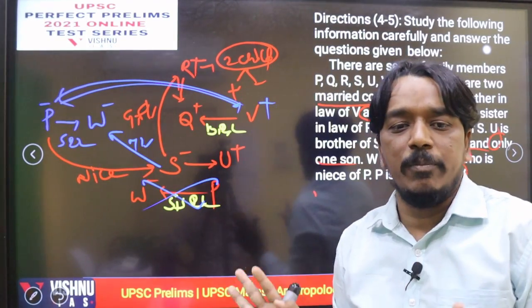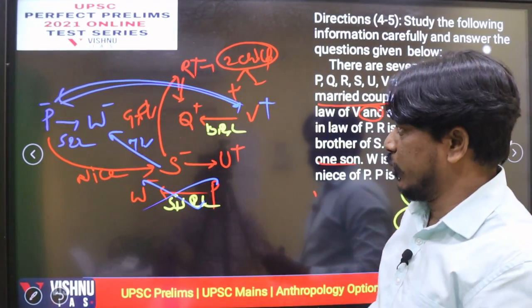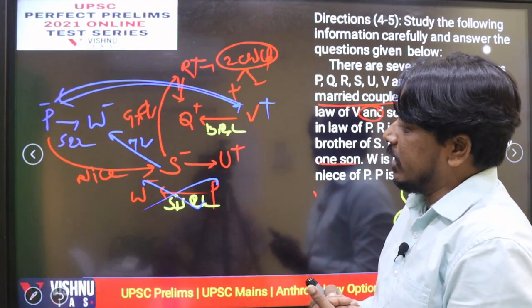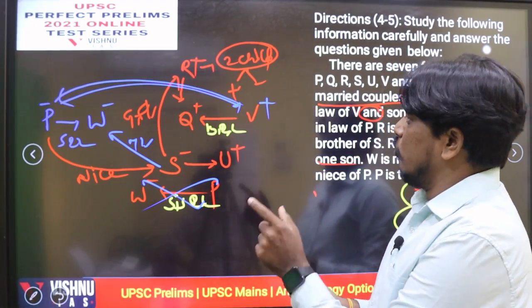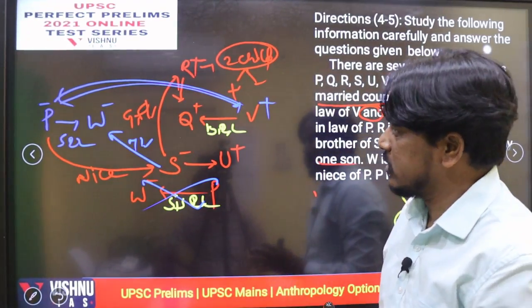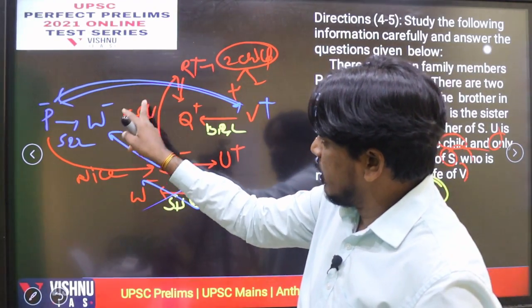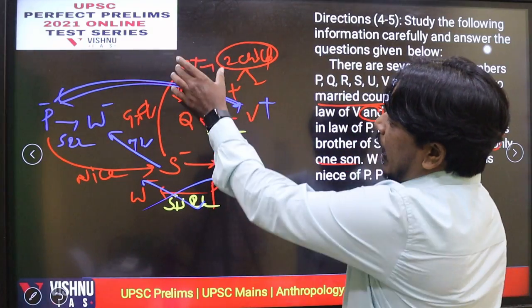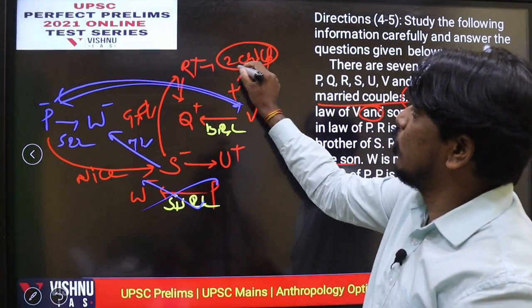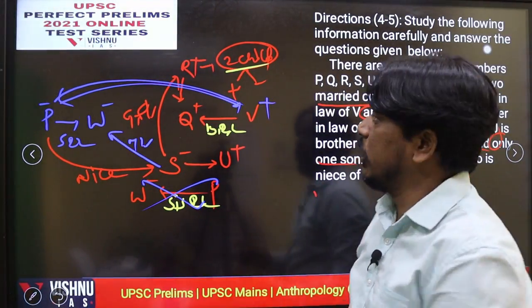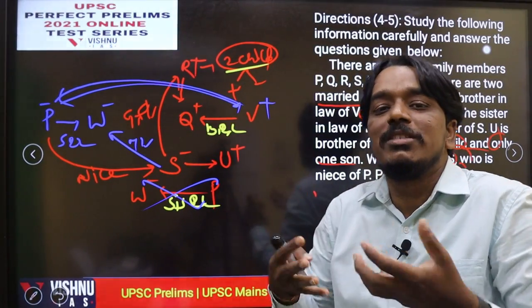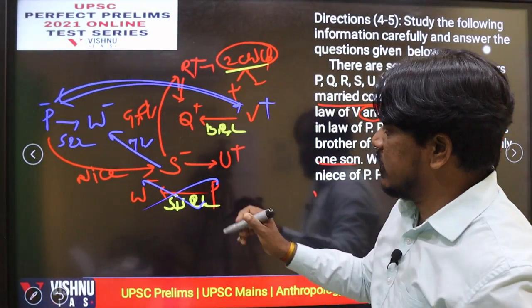One couple is P and V. Another couple we have to get; we have to observe particularly, and once you find that, you will get the answers. Already we are getting R as the grandfather. R's children are one more condition: R has 2 children, 1 son and 1 daughter. Who are those children?